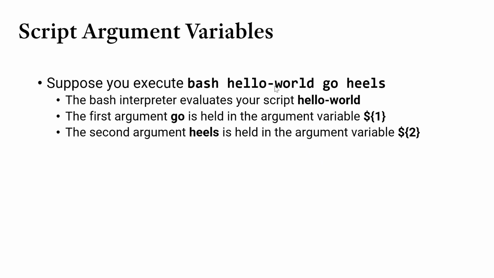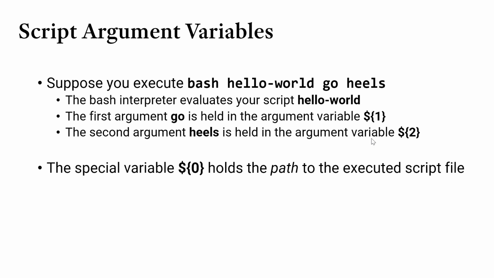This will just always work the way that you would expect it to. When we ran the command bash hello world, we saw that there were some special variables set up whose values were automatically pre-populated for us if we gave additional arguments, such as go and heels. What's happening here is the bash script is evaluating hello world. It's reading that file, and it's setting up some special argument variables that are going to be accessible inside of the hello world script. So go would be accessible via the $ and then the variable named number 1, and heels would be accessible in the variable named number 2.